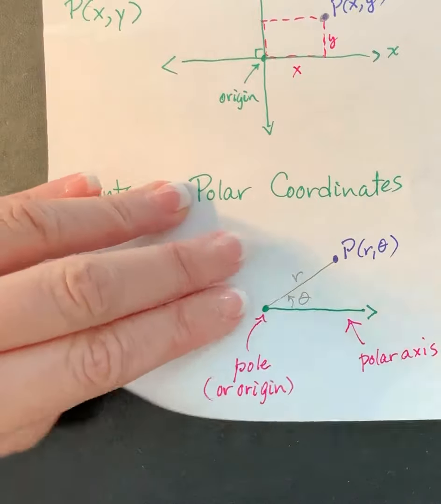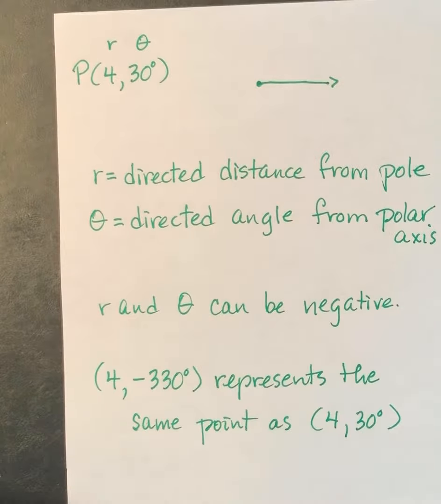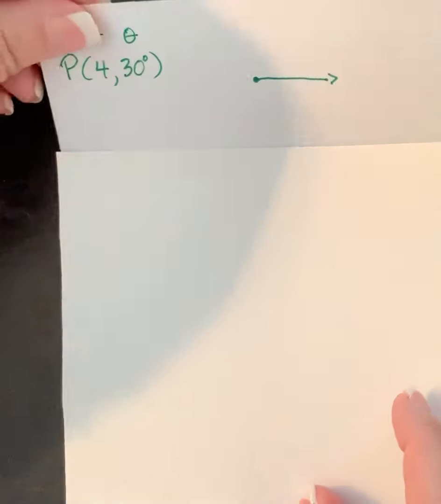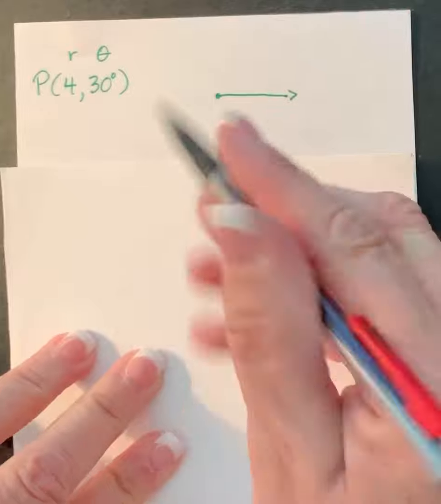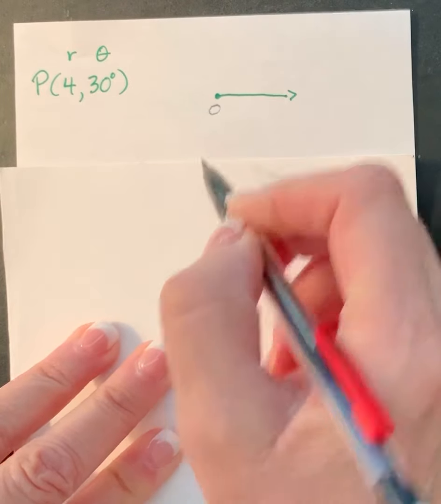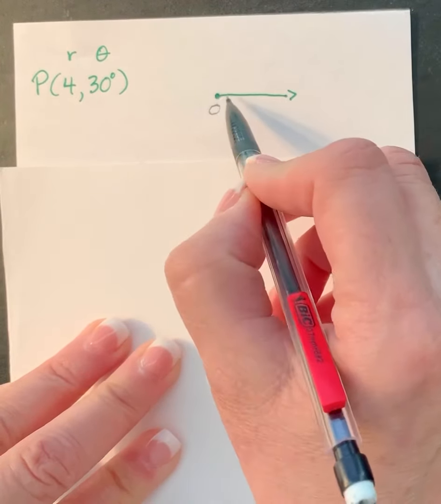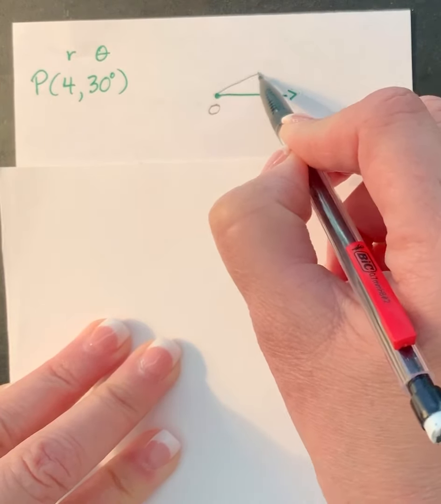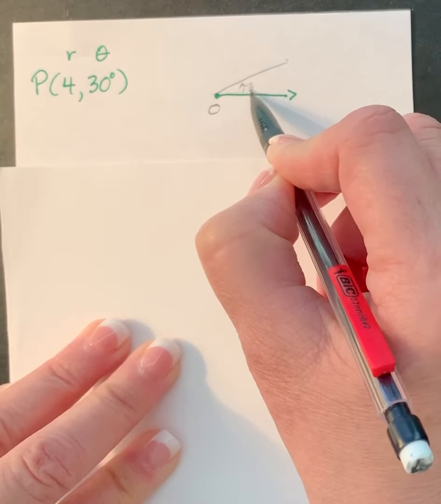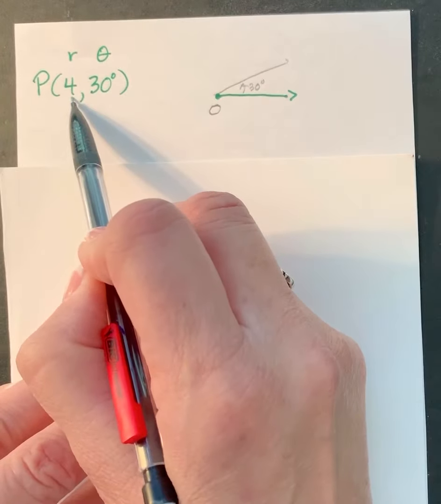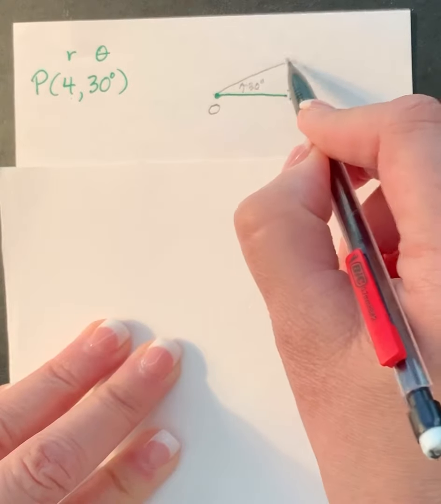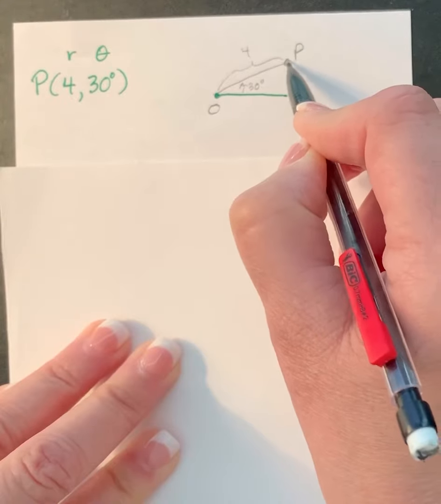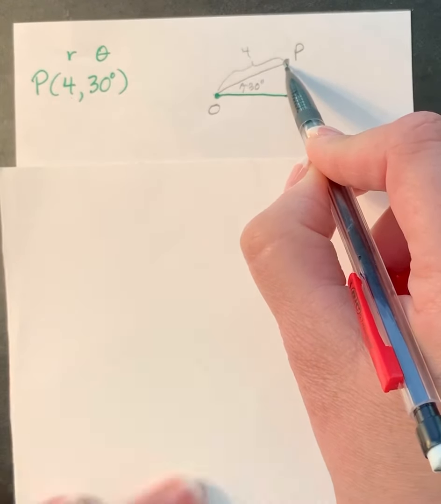Okay, so for example, if we have a point P, which is 4 comma 30 degrees, all right, so here's the pole, we'll call that point O. You would need to mark off a 30 degree angle from the polar axis, so we'll just roughly say that this is 30 degrees. And then you would measure 4 units, whatever system you might be using. This would measure 4. Here is where point P is.